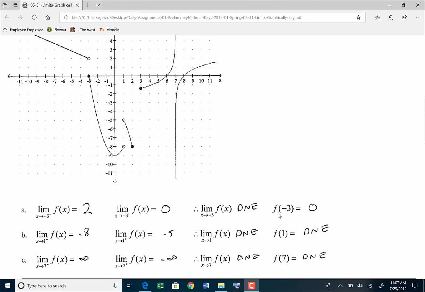The last part is just evaluating the function. F, what is the y value when the x value is negative 3? That's the solid dot. So that solid dot matters. So that answer is 0.